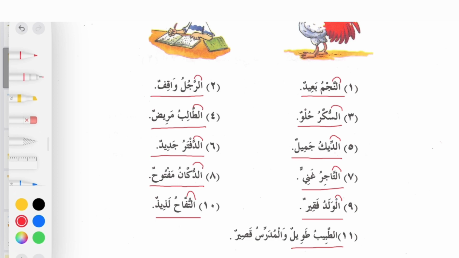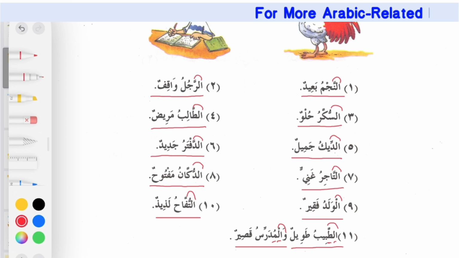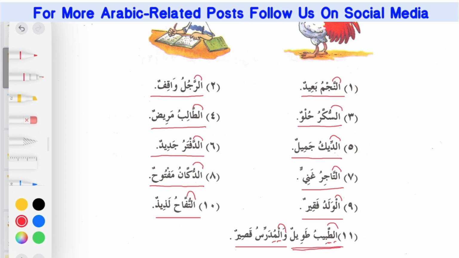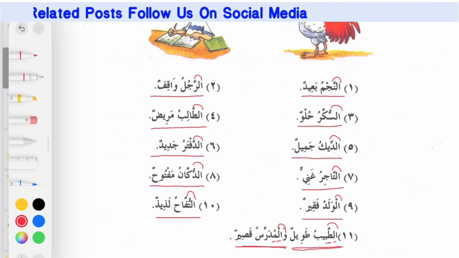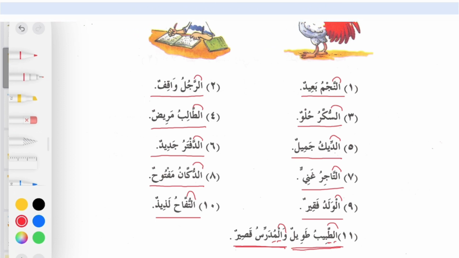At-tabibu tawilun wal-mudarrisu qasirun. At-tabibu, alif with ta. Wal-mudarrisu, waw with lam. Here we read lam, not mim, but here we read ta, not lam. At-tabibu tawilun, the doctor is tall. Wal-mudarrisu qasirun, and the teacher is short.